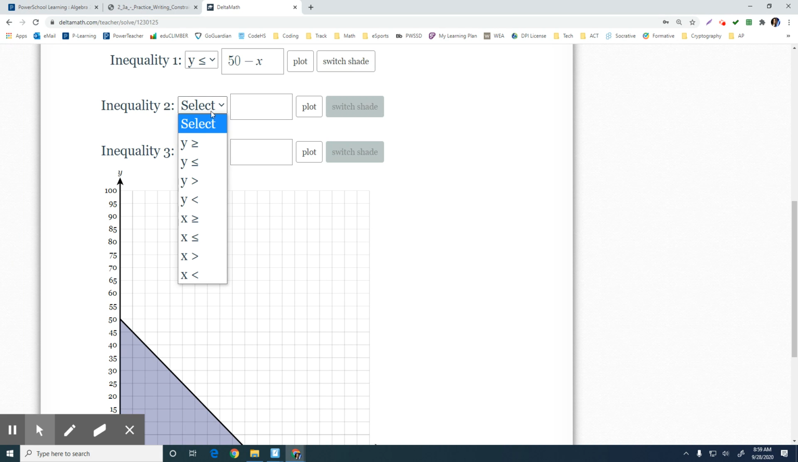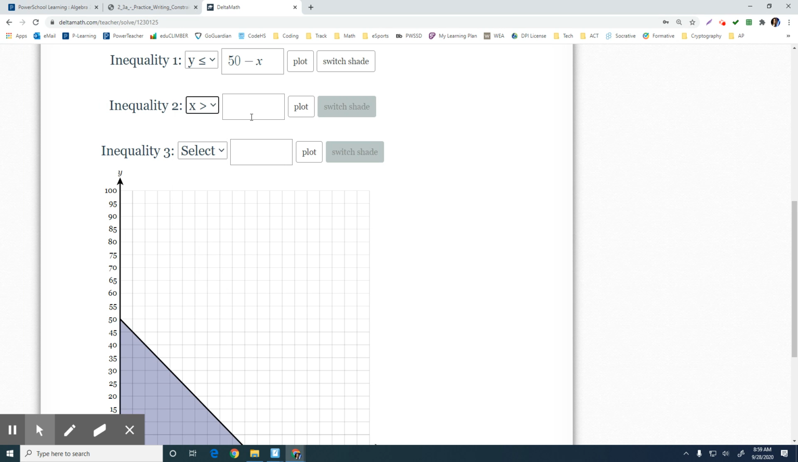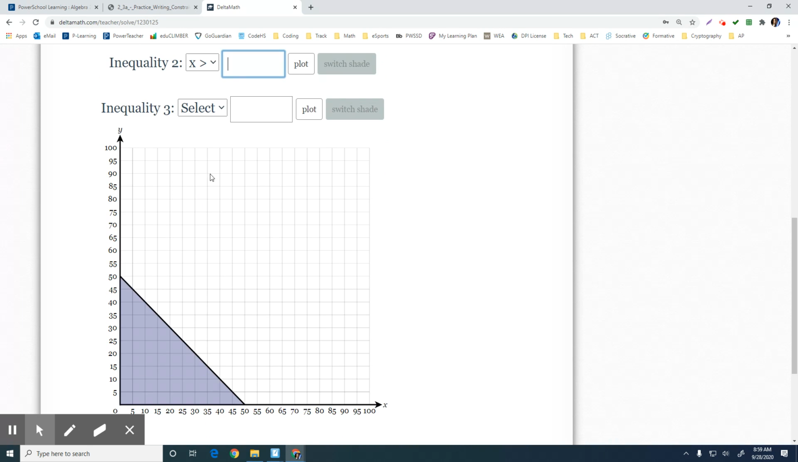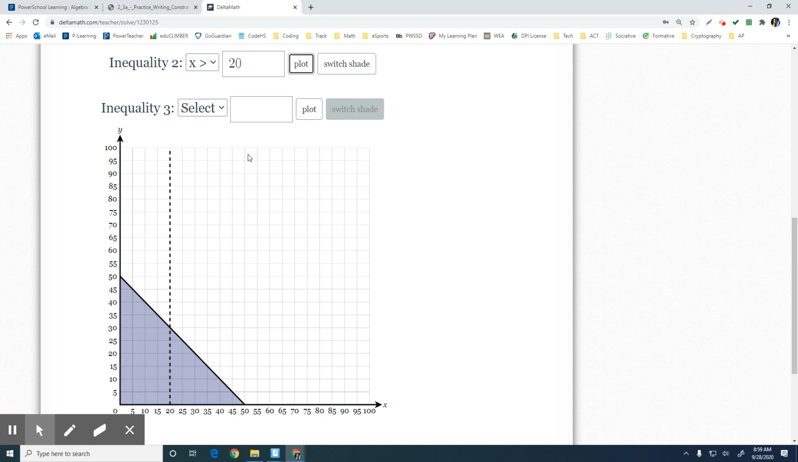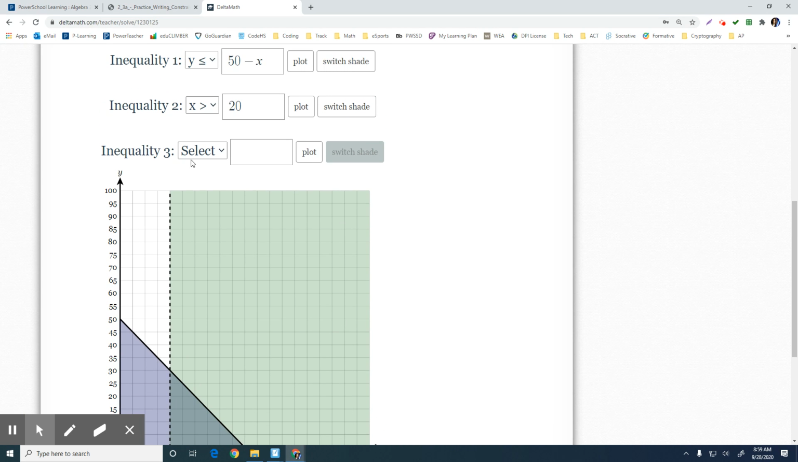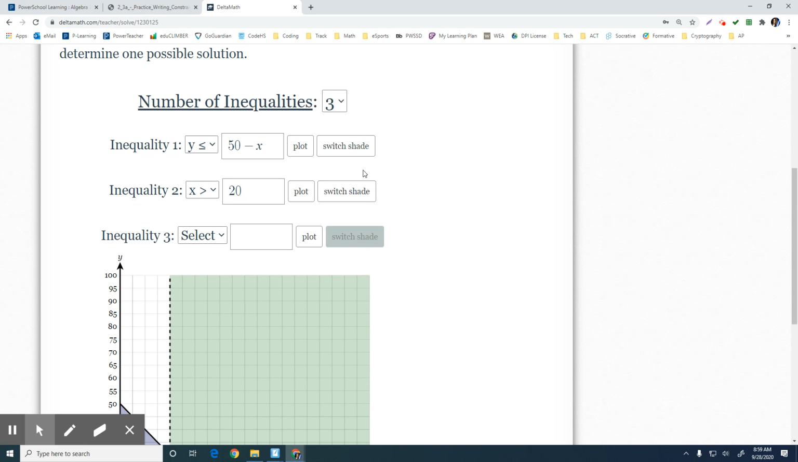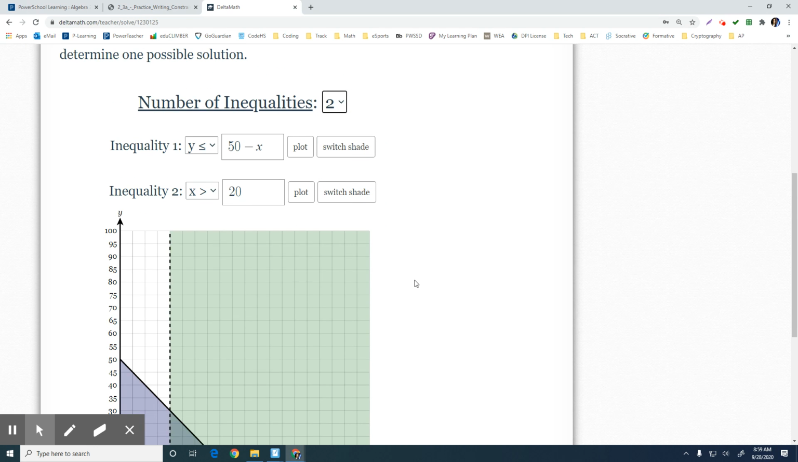And then maybe your other one is x is greater than 20, something like that. So you plot that. There's the line x is greater than 20, and you can choose which side you need to shade. Greater than means to the right, for X. So these are all the numbers greater than that 20. So it's shaded in. And then if you have another one, you can graph it. Let's just say we just have these 2 for now.